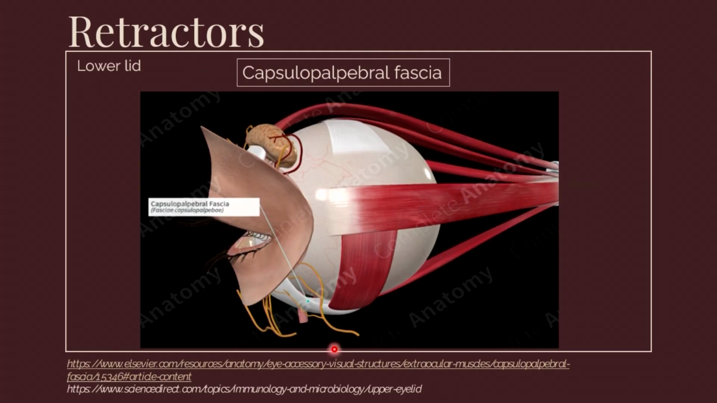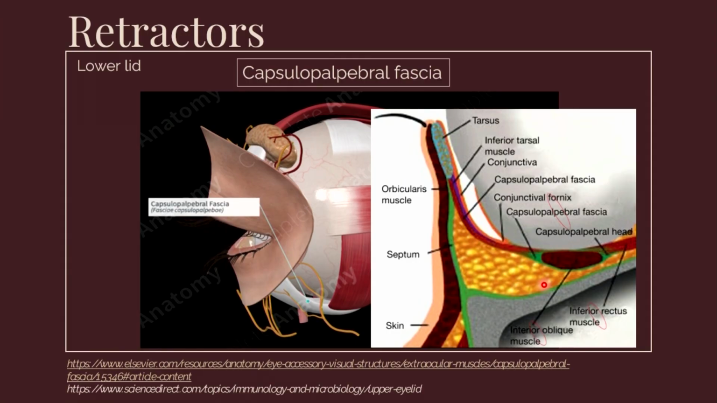Next, coming to the retractors. The retractor of the lower lid primarily is the capsulopalpebral fascia. It takes origin from the fascia surrounding the inferior oblique and the inferior rectus muscles, and it inserts into the inferior tarsus. So here you can see that this green portion is the capsulopalpebral fascia, and this is the inferior oblique and the inferior rectus muscle.